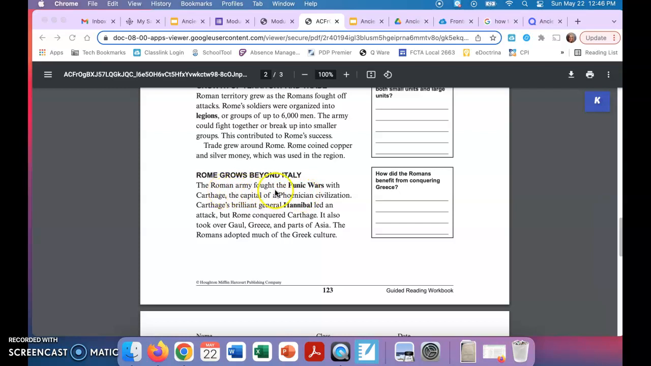Again, the Roman army fought the Punic Wars with Carthage, the capital of a Phoenician civilization. Carthage's brilliant general Hannibal led an attack, but Rome conquered Carthage. It also took over Gaul, Greece, and parts of Asia. The Romans adopted much of the Greek culture. So how did the Romans benefit from conquering Greece?